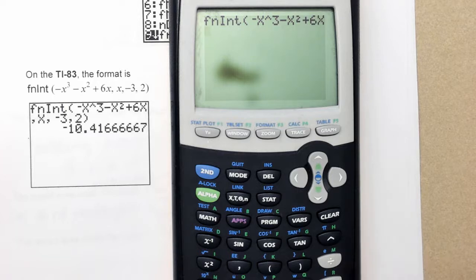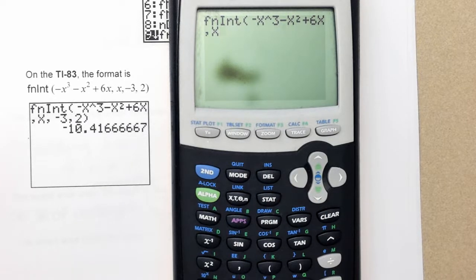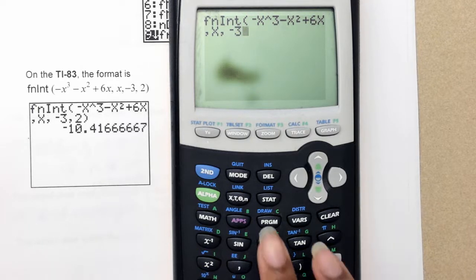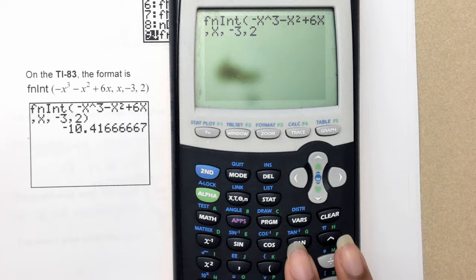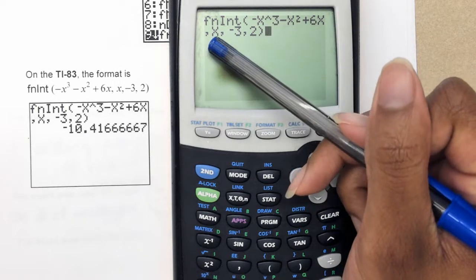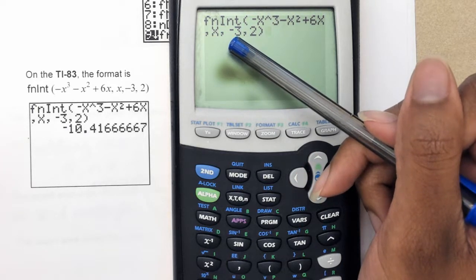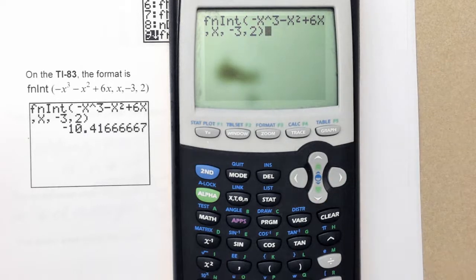So that's our function. And we're going to put a comma because we want this to be in terms of x, right? All of our variables are x, so we want this to be in terms of x. And then we want our interval to be from negative 3 to 2. So we have our function, the variable in which our function is in terms of, and then our interval starting from the bottom of our integral to the top of our integral. And we press enter, and that'll give us negative 10.416 repeating.